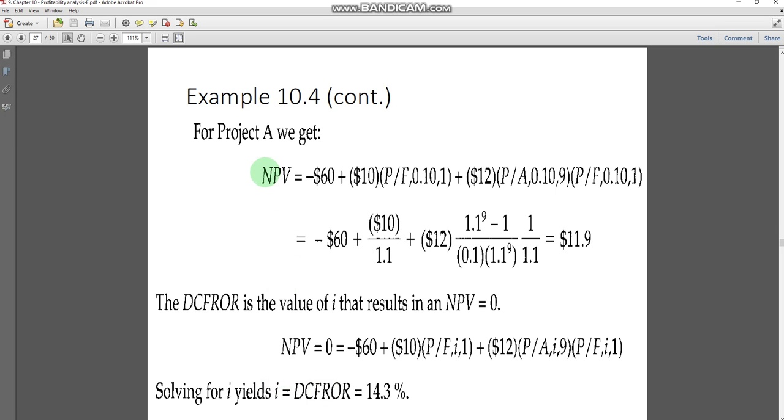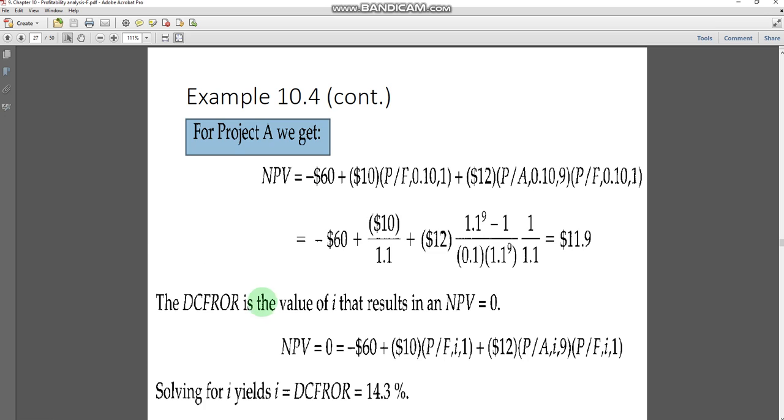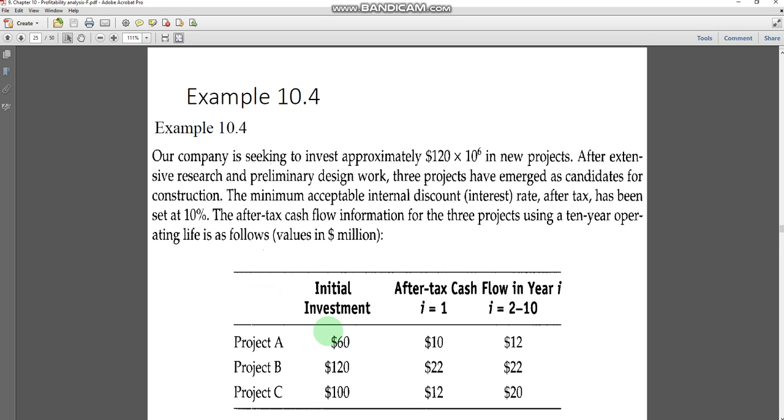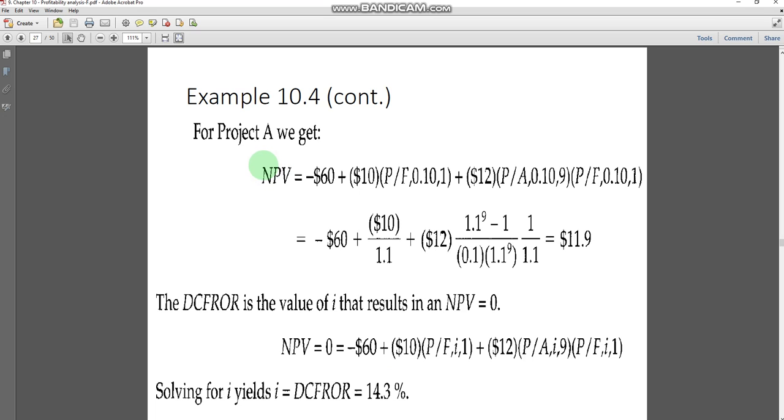Now how can we calculate this for project A? So how can we calculate the net present value? First of all, we will make the analysis that can give you the net present value. Now we have to see how we can actually calculate the net present value for each project. So the net present value we have to calculate at time zero. So we have to bring all the investments back to time zero.